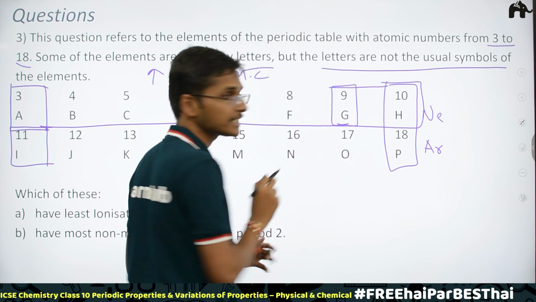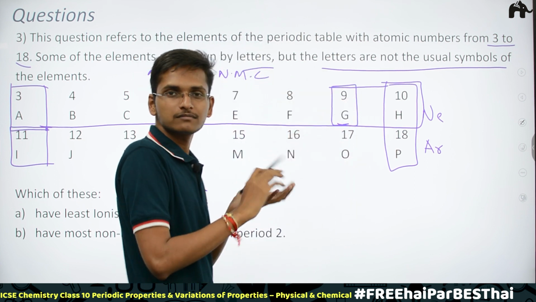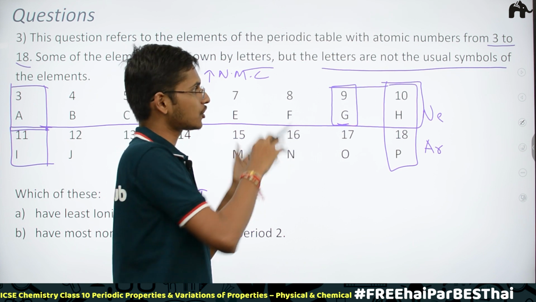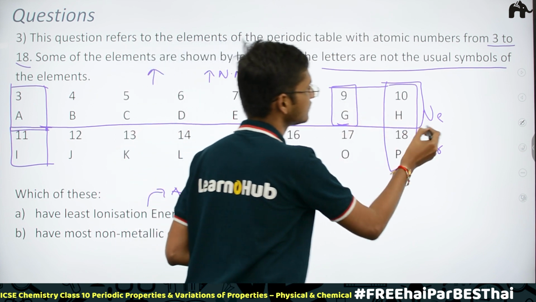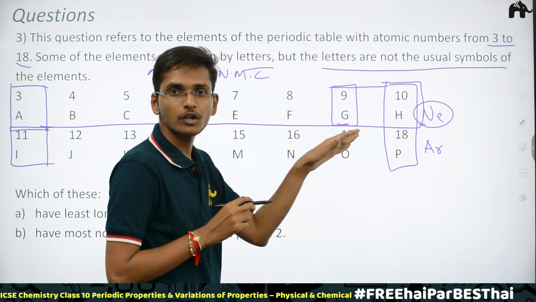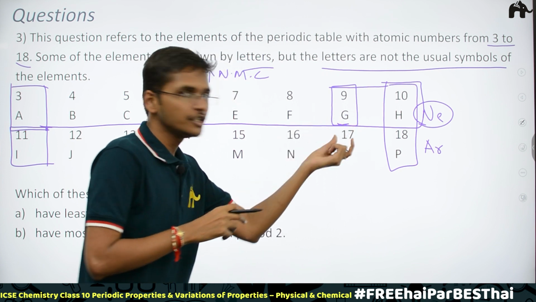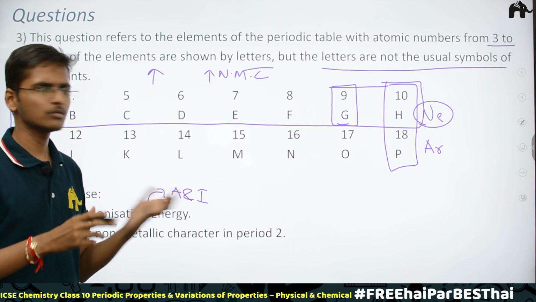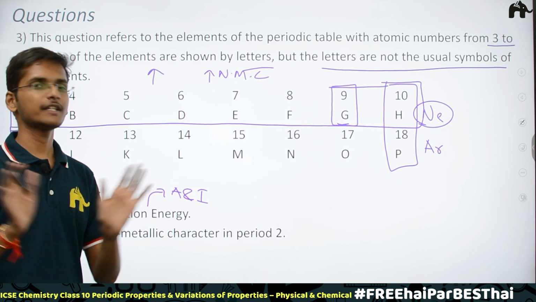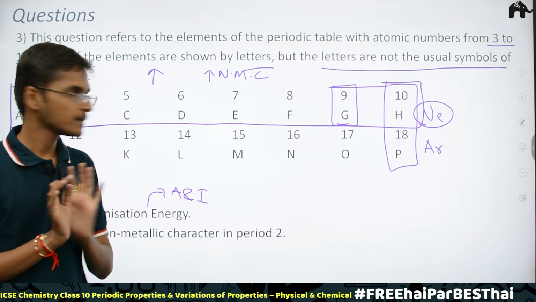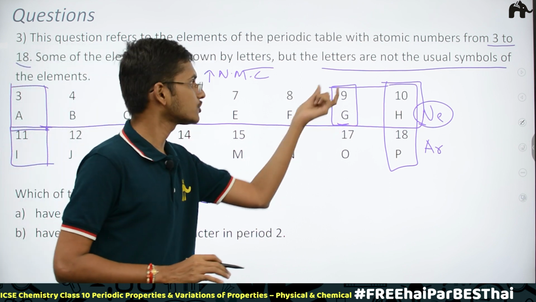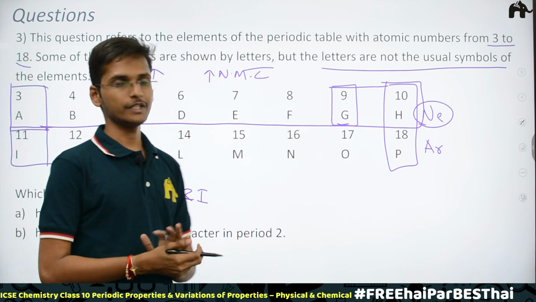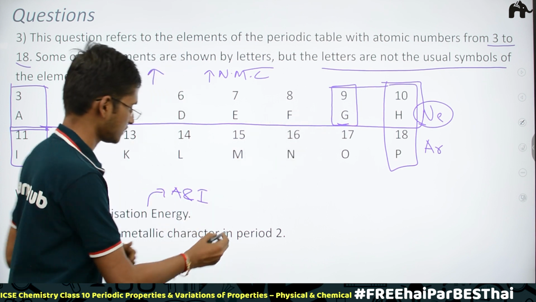Okay, 9, not 10. Don't get confused here, because 10 is neon, and we know that neon has a very stable electronic configuration. It won't show non-metallic character. It is very happy with its own electrons. So the highest non-metallic character is shown by fluorine, atomic number 9. So our answer is G.